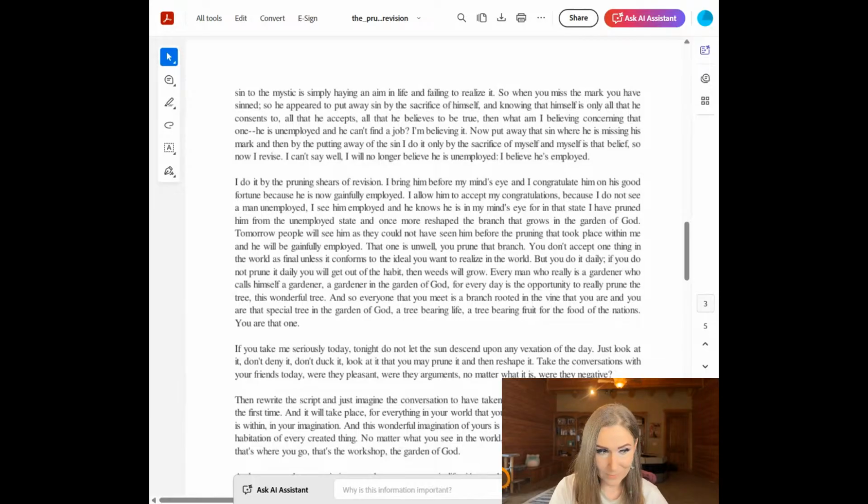And it will take place for everything in your world that you behold. Though it appears without, it is within, in your imagination. And this wonderful imagination of yours is Christ Jesus. Imagination is the actual habitation of every created thing. No matter what you see in the world, it springs from your imagination. So that's where you go. That's the workshop. That's the garden of God. And I'm taking a lot of breaks and breaking a lot of things down because these are important things to note.